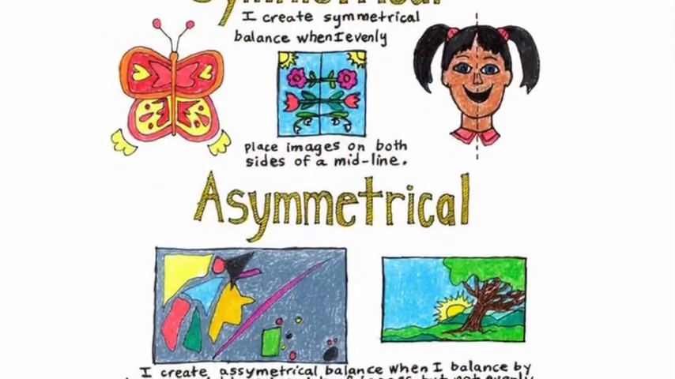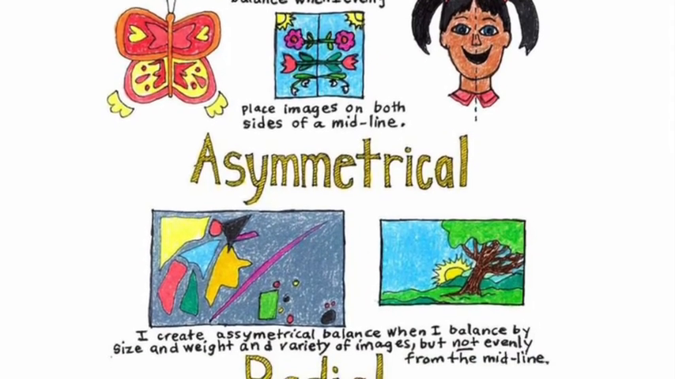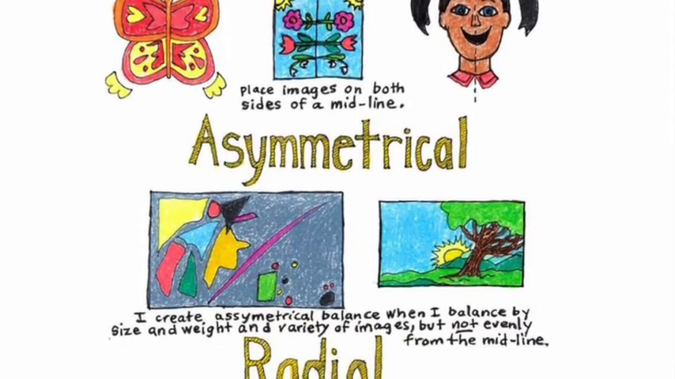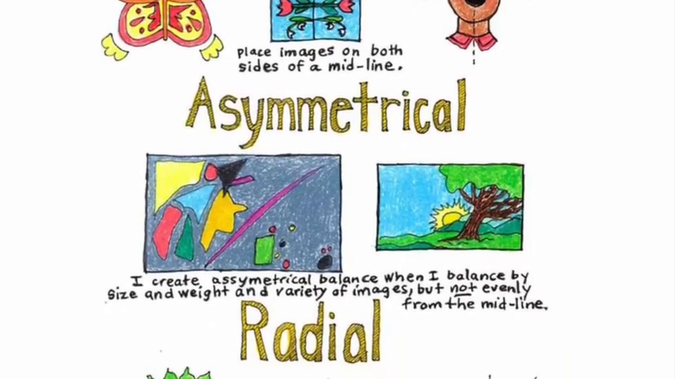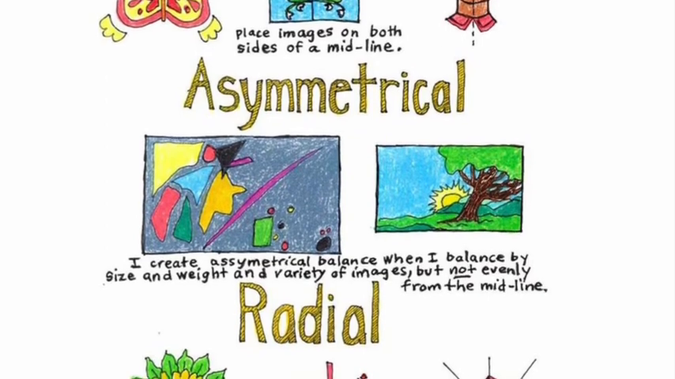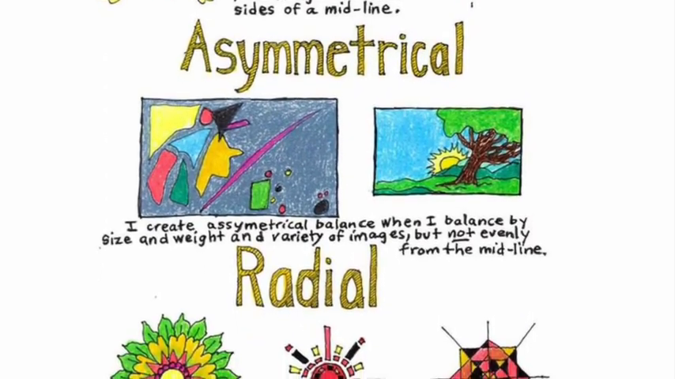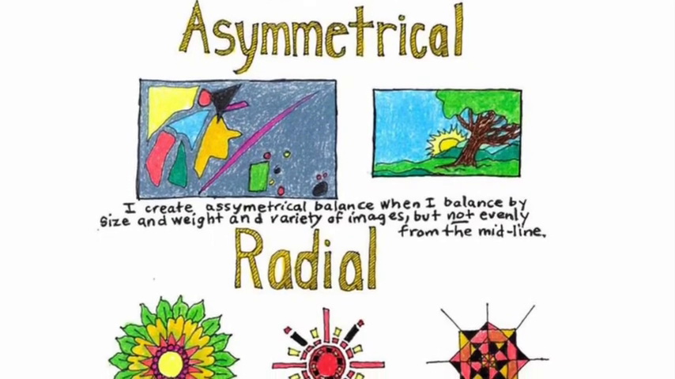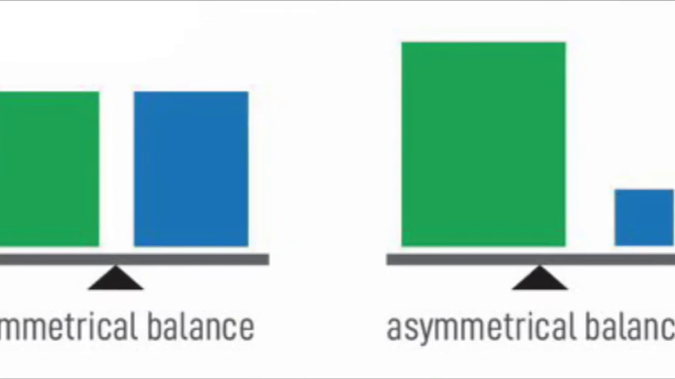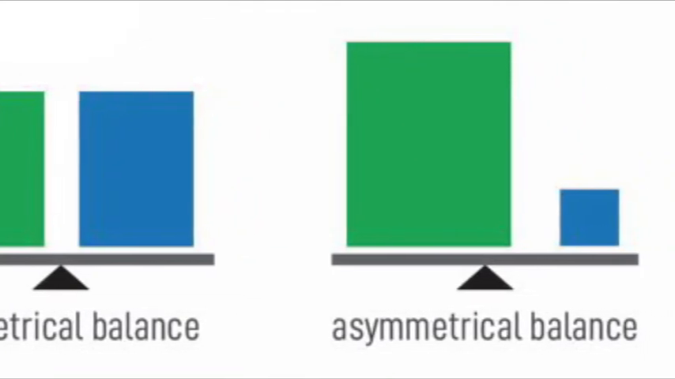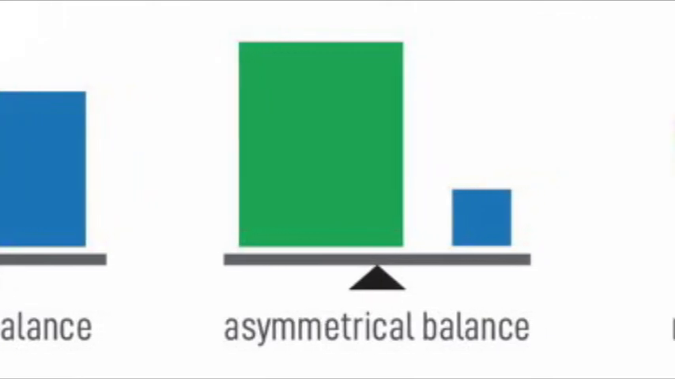Asymmetrical balance. I create asymmetrical balance when I balance by size, weight, and a variety of images, but not evenly from the midline. Radial balance. I create radial balance when I repeat shapes and images evenly from the center outward. Again, those three types of balance are symmetrical balance, asymmetrical balance, and radial balance.